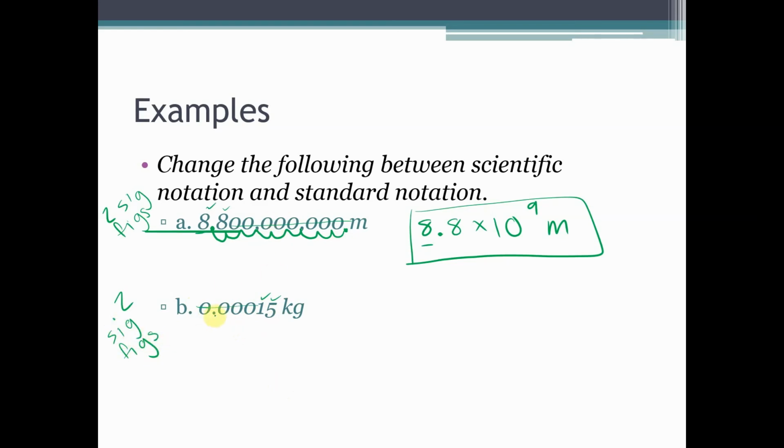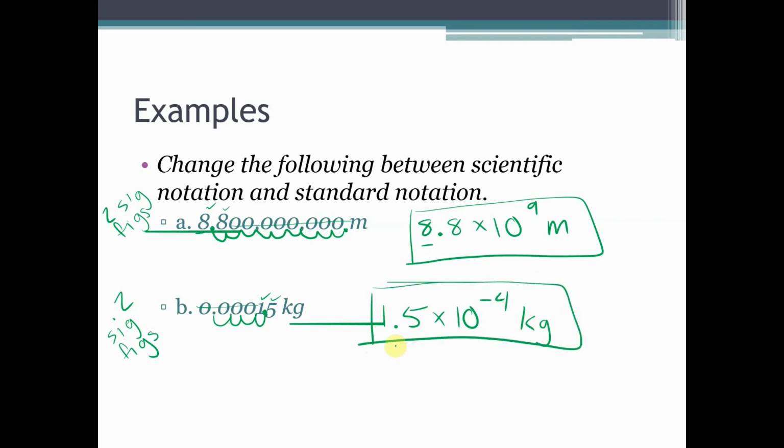So moving our decimal point to the right, we're going to move it 1, 2, 3, 4 until it's right there. We'll get 1.5, because we want that one non-zero to the left. 1.5, which is 2 sig figs, times 10. We moved to the right. We started with a very small number, so that should be a negative 4. And like always, units are kilograms, so we have 1.5 times 10 to the negative 4 kilograms. And that's our answer to this one.